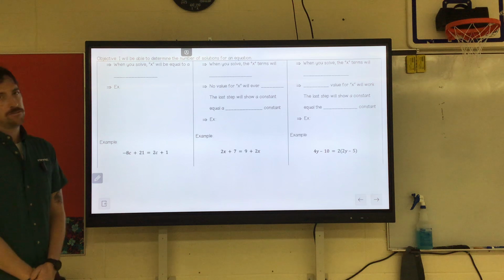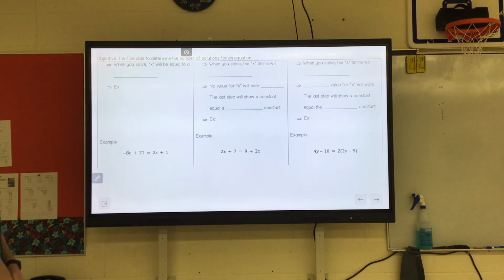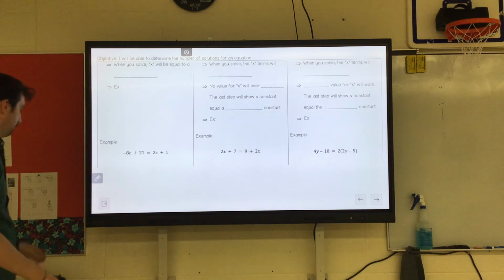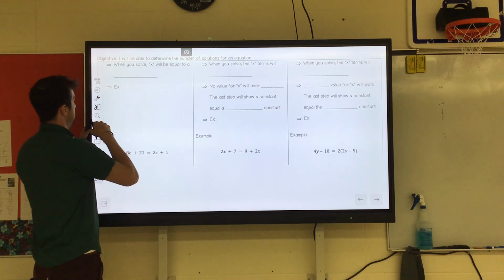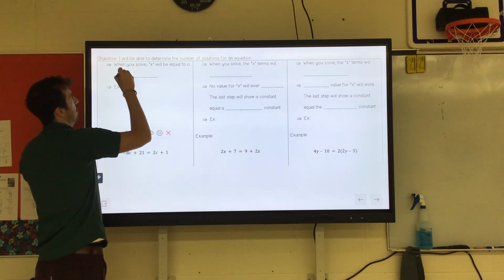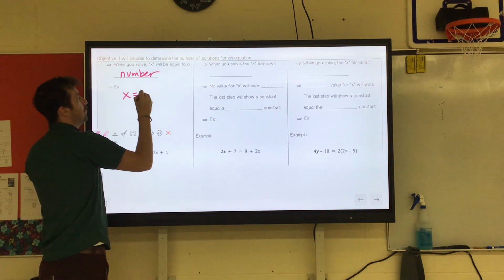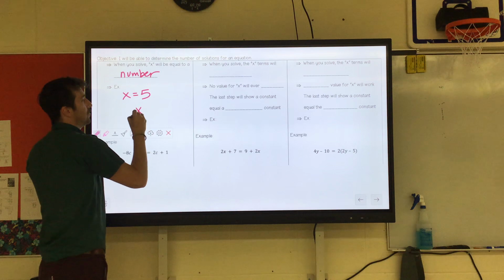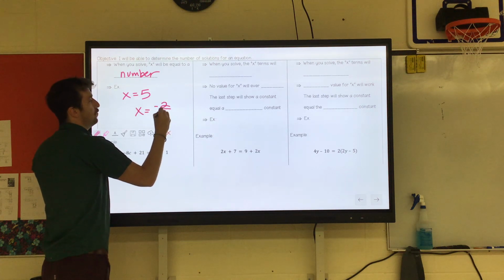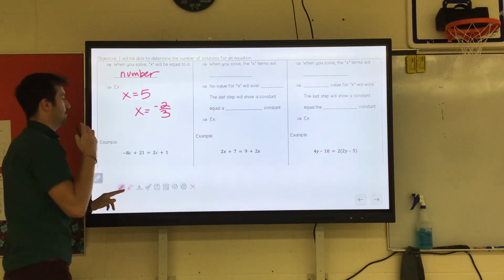We got some special stuff here. When you solve, x will be equal to a number, a solution. So you'll get something like x equals 5, or x equals negative 2/3, right? It comes out to just one solution.